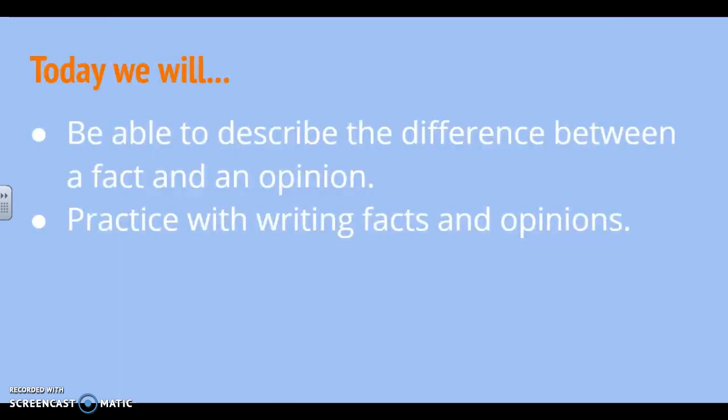The objectives for the lesson today is today we will be able to describe the difference between a fact and an opinion. So that is the goal by the end of this lesson. And then practice with writing facts and opinions. So giving them verbally and then also being able to write them down.